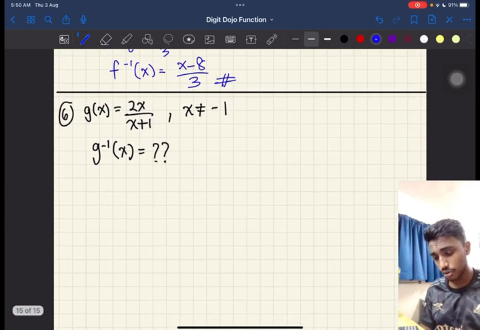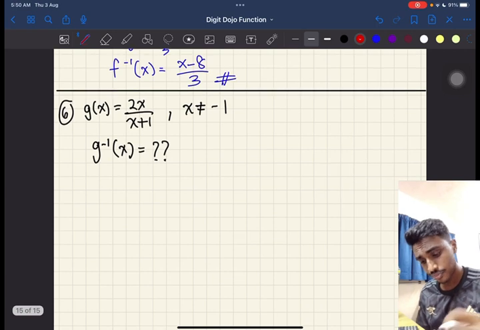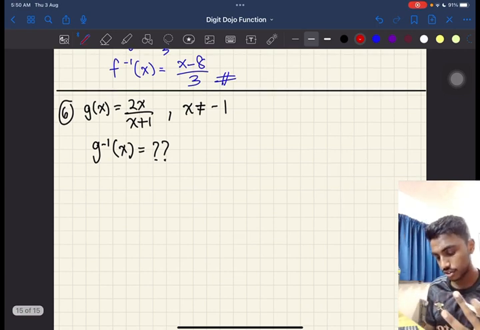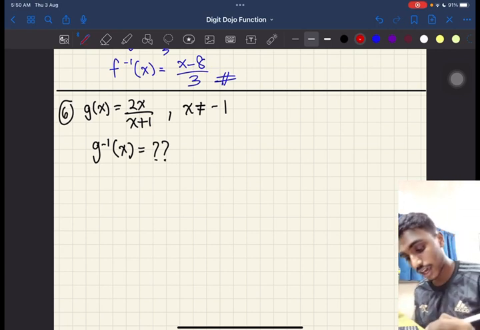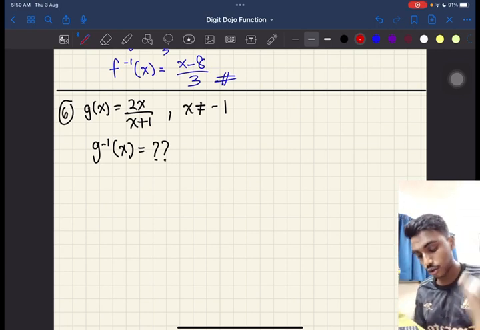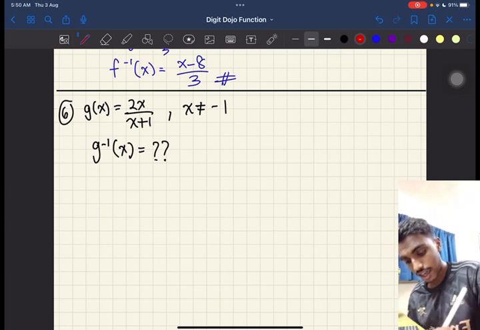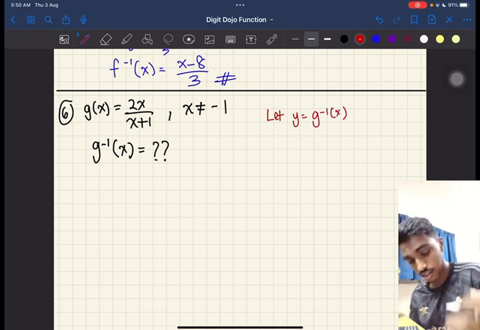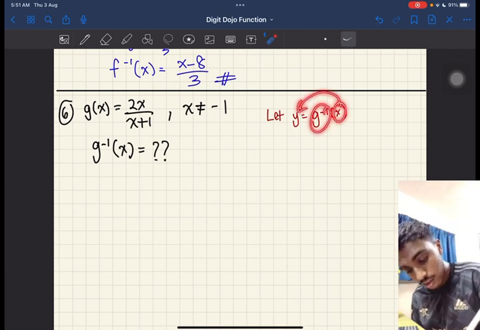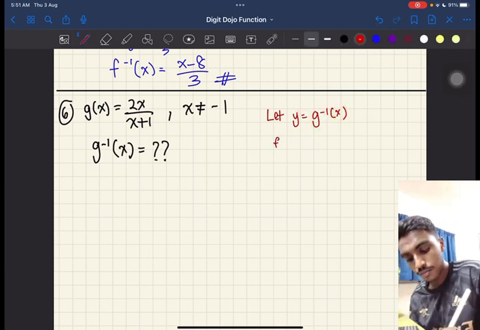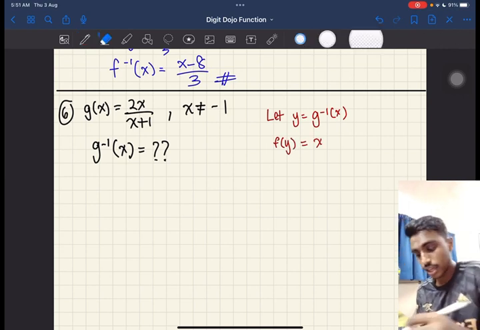And moving on to the last question. We got one function g of x equals 2x over x plus 1, where x cannot be negative 1, and find the inverse function for g. Same step. Let y be g inverse of x. If you do inverse function for x, you will get y. So you do the normal function for y, you must get your x.